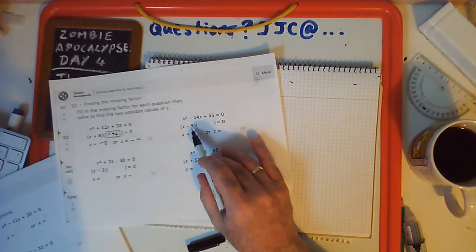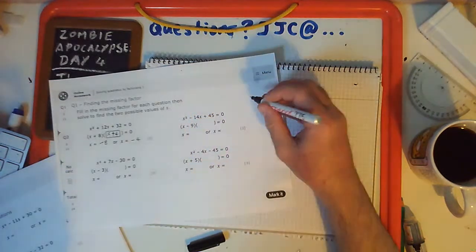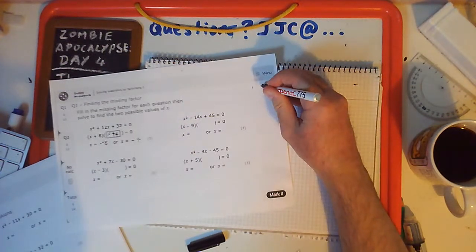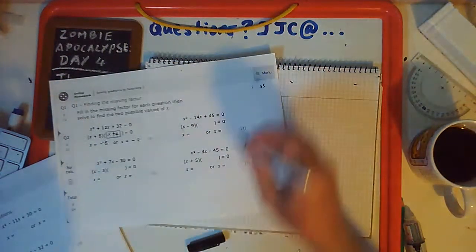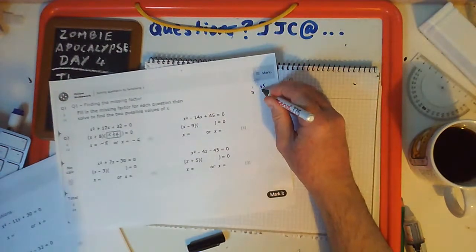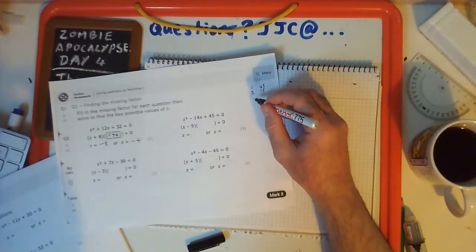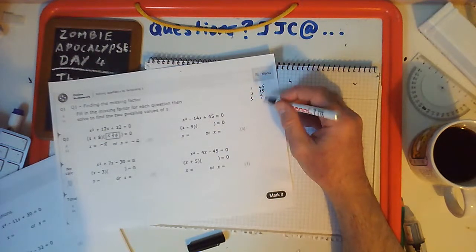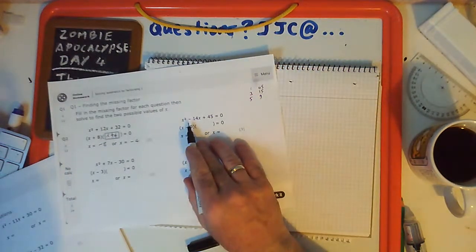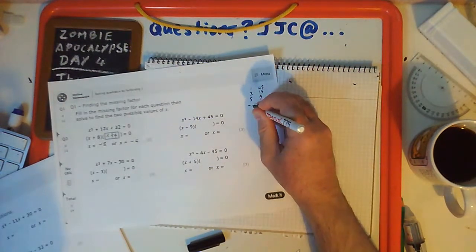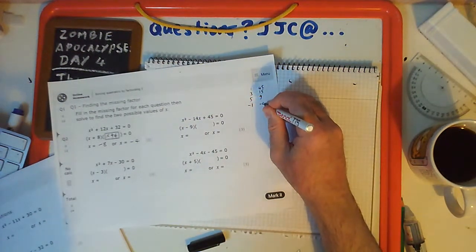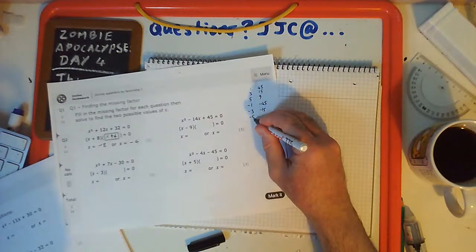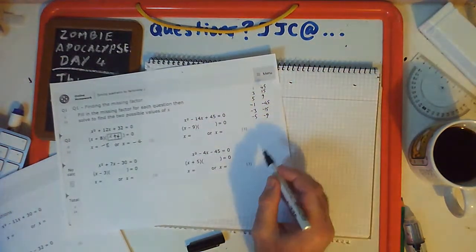These are quite nice, actually, because they give you one of the factors. Okay, so factors of 45 that add up to minus 14. So factors of 45 could be 1 times 45, could be 2 doesn't go, could be 3 times 15, could be 4 doesn't go, could be 5 times 9, 6, 7, and 8 don't go, and then we're back up to 9. But we've got minus numbers here, so we've got to bear in mind that factors of 45 could also be minus 1 times minus 45, or minus 3 times minus 15, or minus 5 times minus 9.